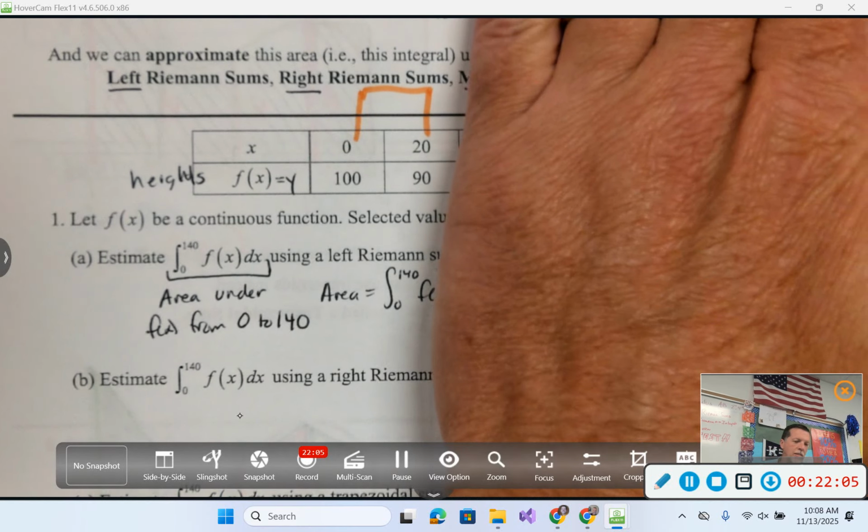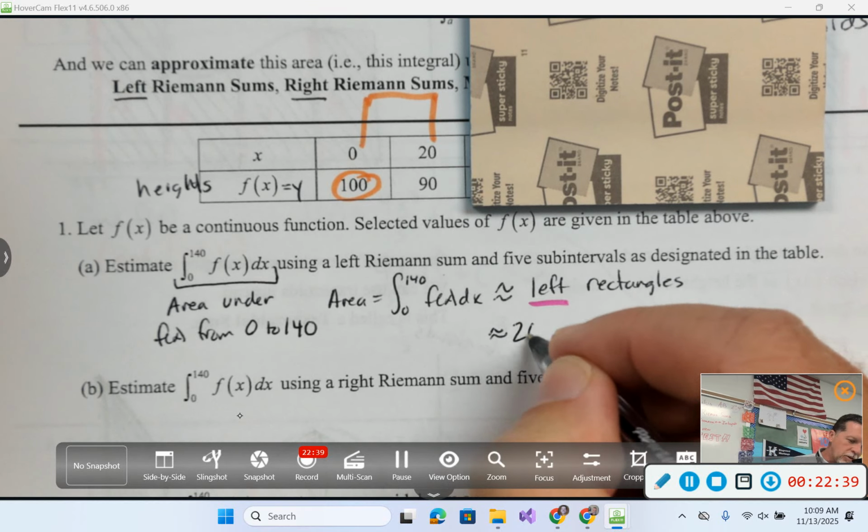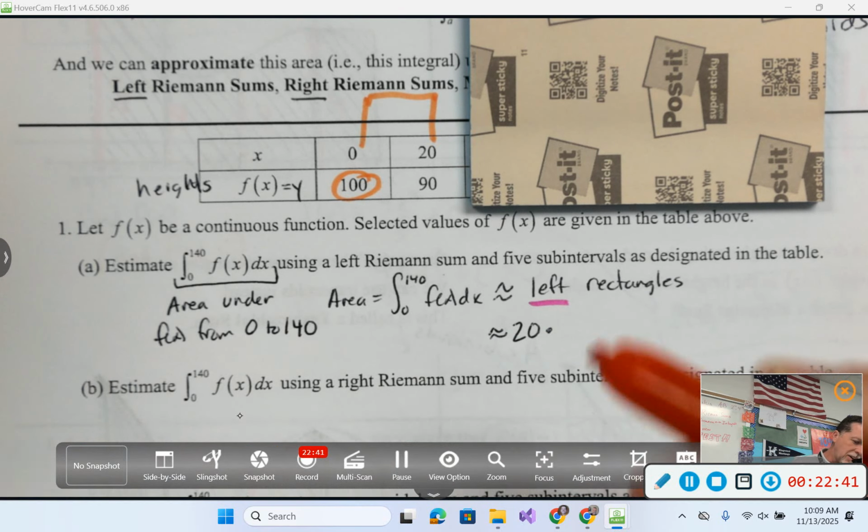So we said base times height. What's the base? I guess this is the tricky part. I don't care about any of the others yet. How wide is the base? I'm going from 0 to 20. 20. So 20 times 100.